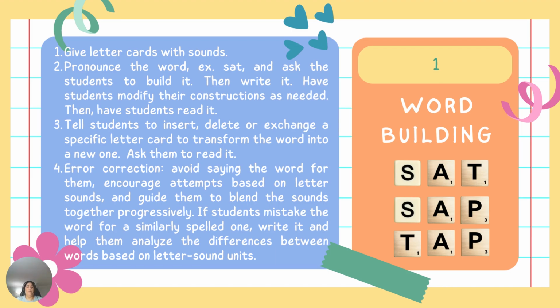Number 4 is related to error correction. Avoid saying the word for them. Encourage attempts based on letter sounds and guide them to blend the sounds together progressively. If students mistake the word for a similarly spelled one, write it and help them analyze the difference between words based on letter sound units.